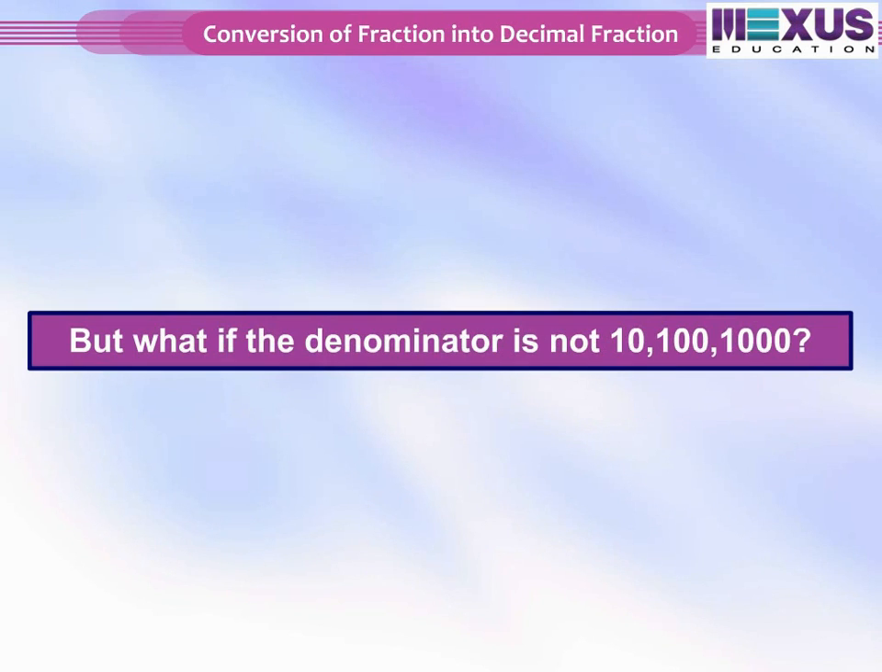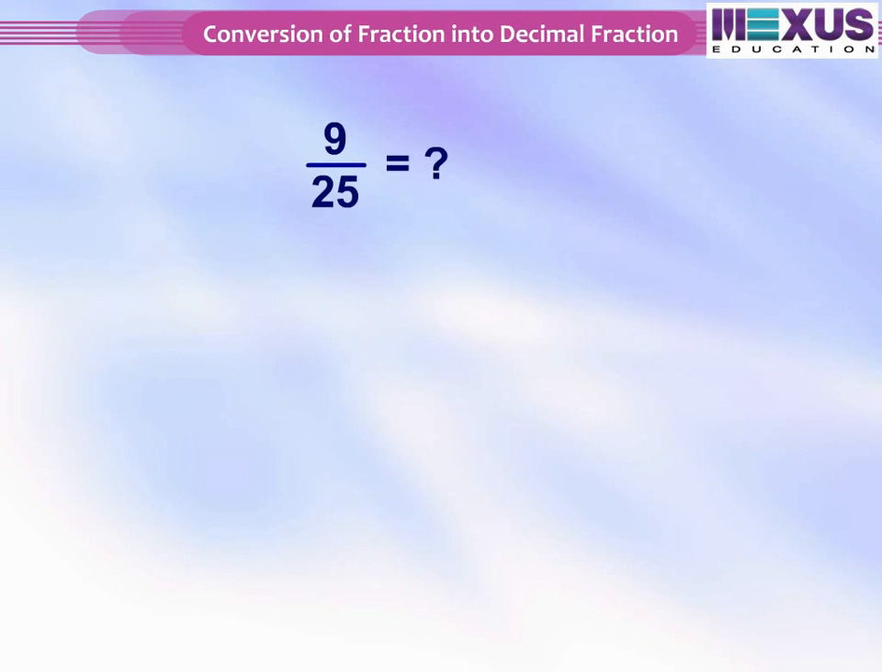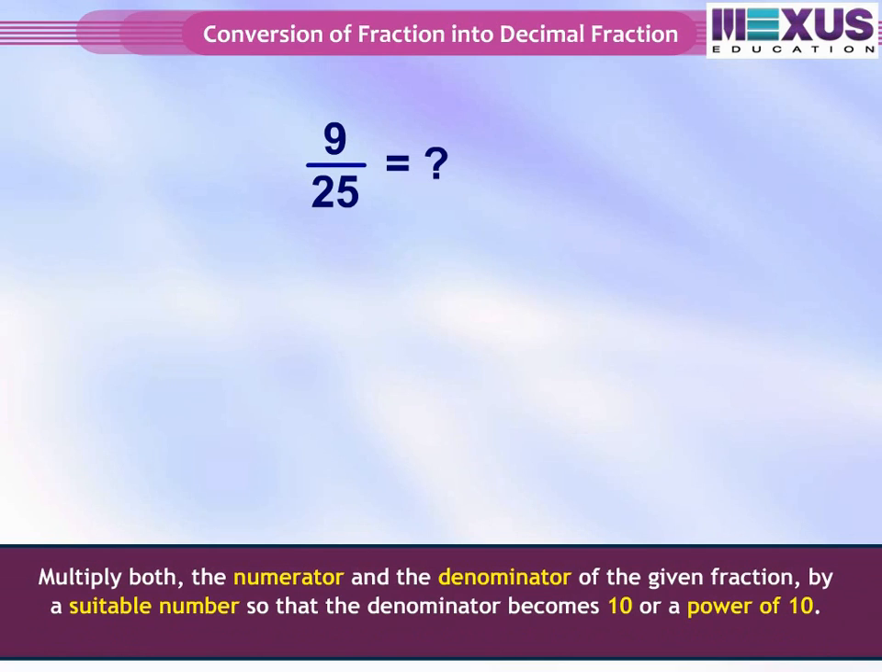352.25. But what if the denominator is not 10, 100, 1000, etc.? For instance, take 9 by 25. Multiply both the numerator and the denominator of the given fraction by a suitable number so that the denominator becomes 10 or a power of 10.